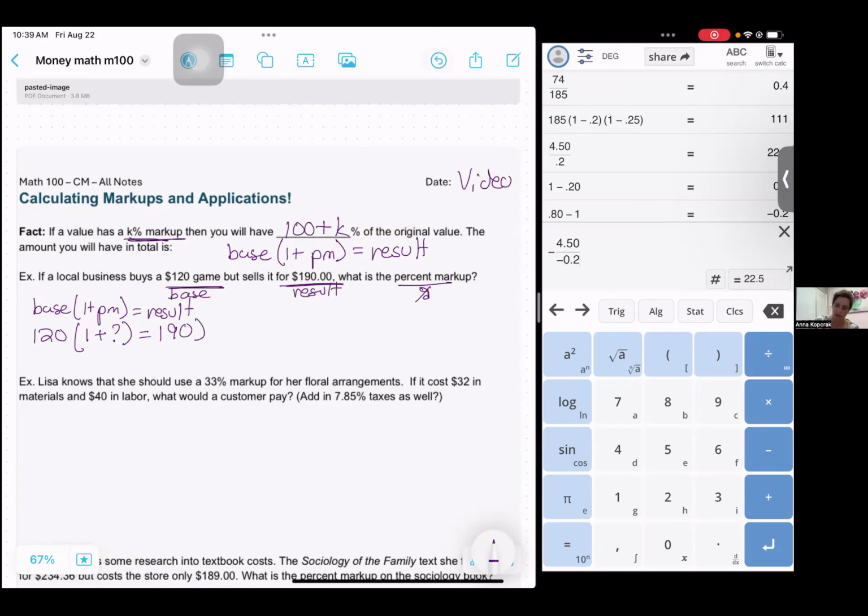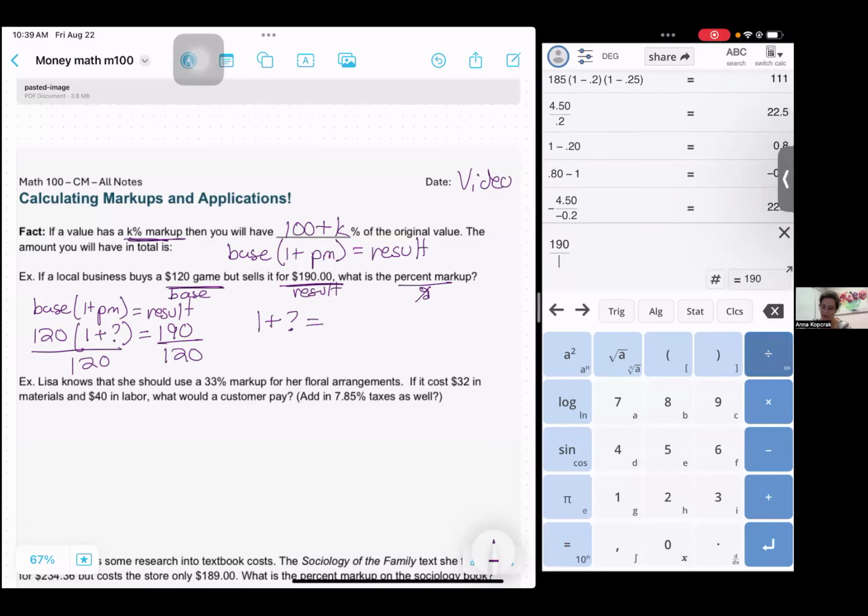Now, oops, I don't need that extra parenthesis. Here's where we want to remember that we're trying to get that question mark alone. We're trying to get it by itself, so I think we should divide both sides by 120 first. And then we get 1 plus question mark is equal to 190 divided by 120. I don't love this rounding thing, so I'm actually going to tap that little symbol and change it to a fraction, because 19 over 12 doesn't have any rounding in it. Oh, I'm so sneaky. I love your calculator.